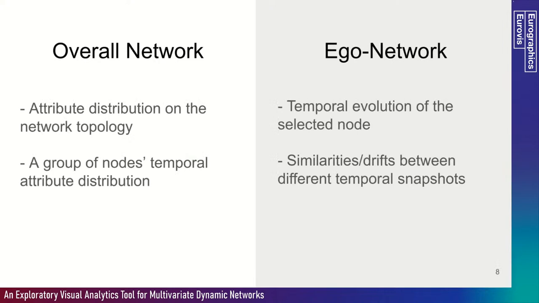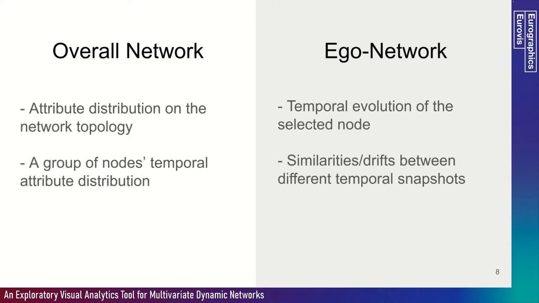The developed exploratory tool aims to answer questions from two different perspectives, the overall network and EGO networks. In the overall network perspective, the questions are, where are the top performing nodes located in the network? Or how do a group of nodes, domain and network attributes look like? And in the EGO network perspective, the primary goal is to display the temporal evolution of the selected node. And lastly, detecting the similarities and drifts between the temporal EGO networks.